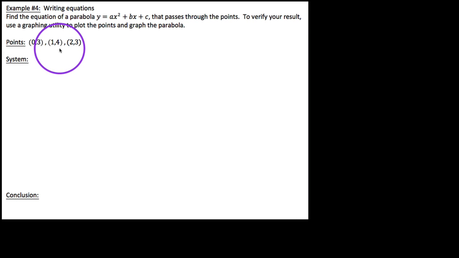Okay guys, in this video we're going to be looking at how we could actually write the equation of a parabola in standard form, that is y equals ax squared plus bx plus c form, given that it passes through a set of points.